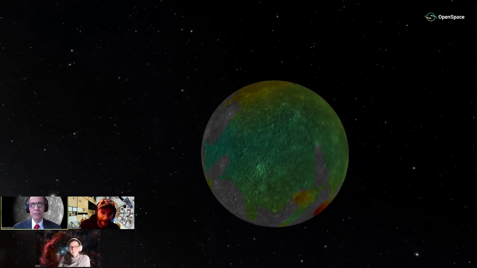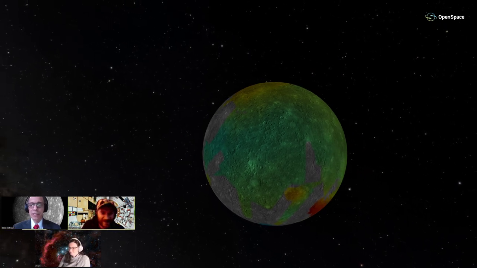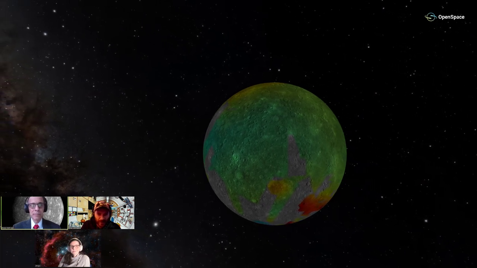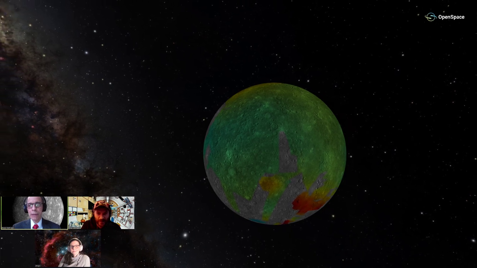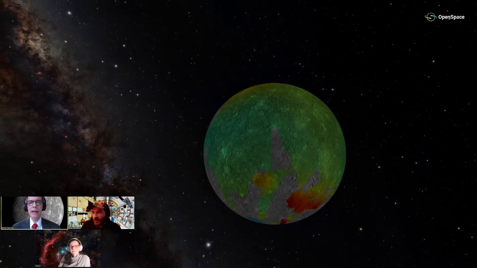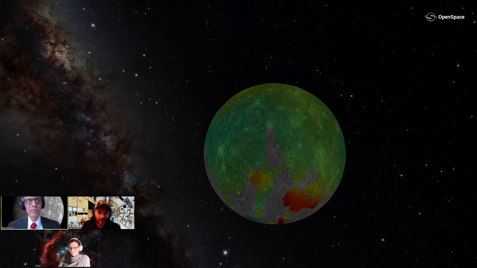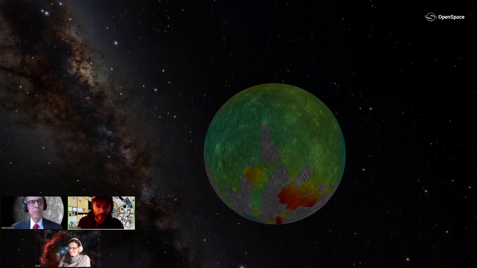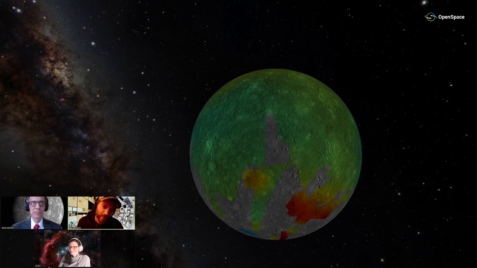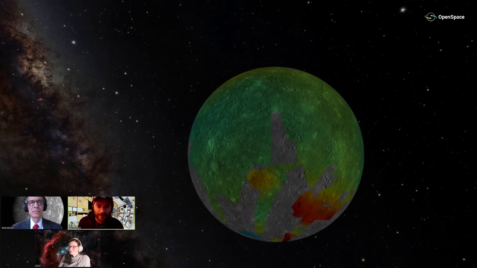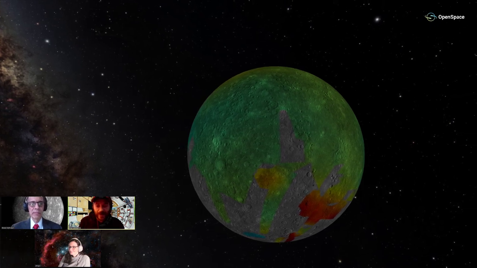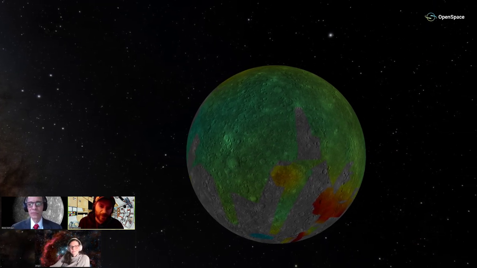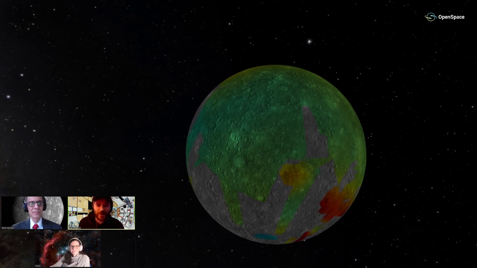Red would be a high concentration, whereas green would be a low concentration. And these data were collected from the MESSENGER mission, which orbited Mercury for 4 years and collected a lot of fascinating information. And the next mission to Mercury is going to be BepiColombo, which I think is due to arrive in about 5 or 6 years. Wow, that's going to be exciting. I should also mention that the imagery that you're seeing of Mercury was collected by the MESSENGER mission. It has spectrometers along with cameras, and so we use data from all of their remote sensors in order to visualize Mercury.